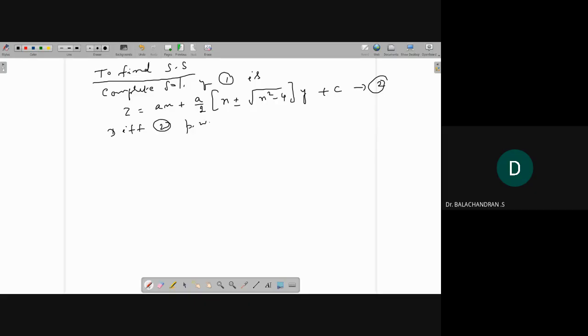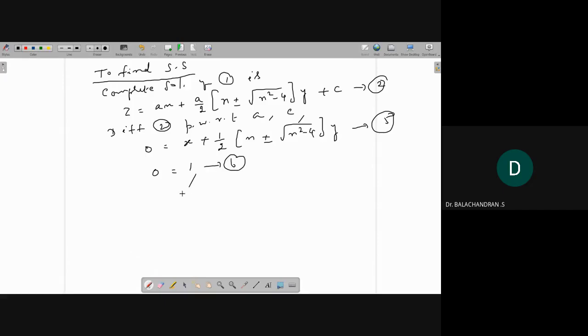partially with respect to a first and then with respect to c. So if you differentiate partially with respect to a, you get 0 equal to x plus 1 by 2 into n plus or minus root of n square minus 4 into y. This is equation number 5. If you differentiate partially equation 2 with respect to c, you'll get 0 equal to 1. So this is equation 6.